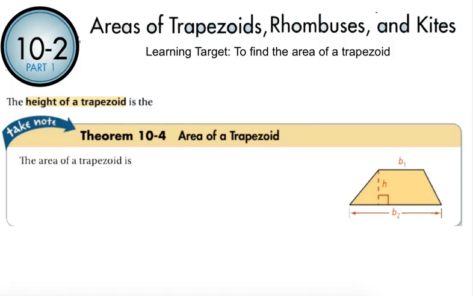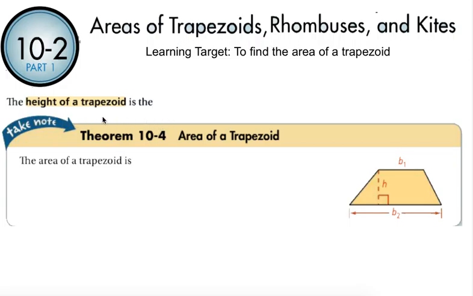Well, welcome back to Chapter 10. In this section, we are going to begin by talking about the areas of trapezoids. Part 2 of this lesson will talk about the area of rhombuses and kites. So for this lesson, we're only going to focus on finding the area of a trapezoid.